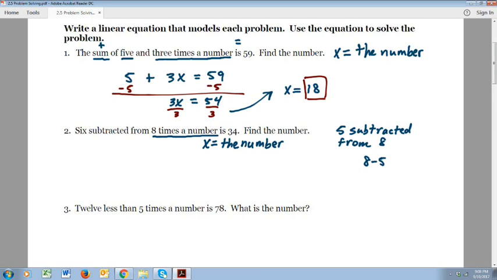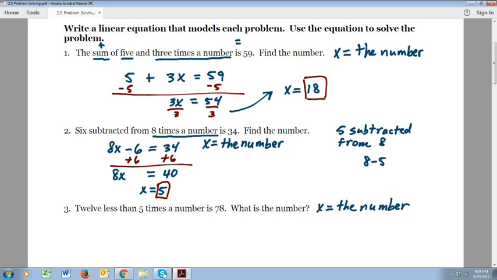So here we have 6 subtracted from 8 times a number, so we're going to start with the 8 times the number and subtract off 6. And "is" again means equal, so that needs to equal 34. Again, we have a two-step equation. We'll add 6 to both sides, and you can see that x is going to be 5. So our number here is 5. Again, if you plug it back into the equation, you can see that it works. On number 3, again, we're finding a number.